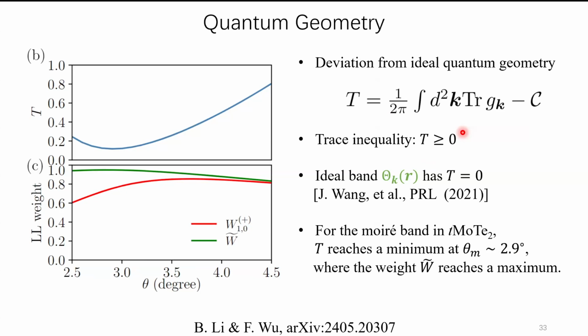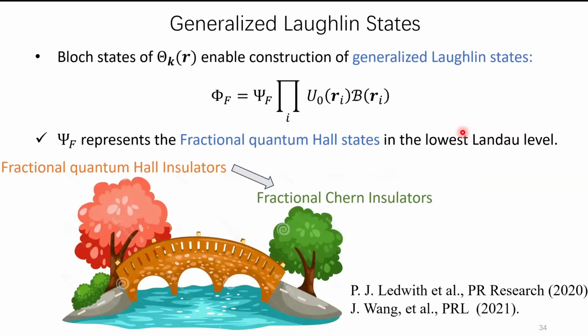This slide is slightly mathematical, so let me skip it. With this generalized variational wave function, we can construct generalized Laughlin states. Suppose we have a Laughlin state or any fractional quantum Hall state in the lowest Landau level, then we can multiply it by B(r). B(r) is in some sense the envelope function. And this equation gives us a way to generalize physics in Landau levels to Moiré Chern bands.